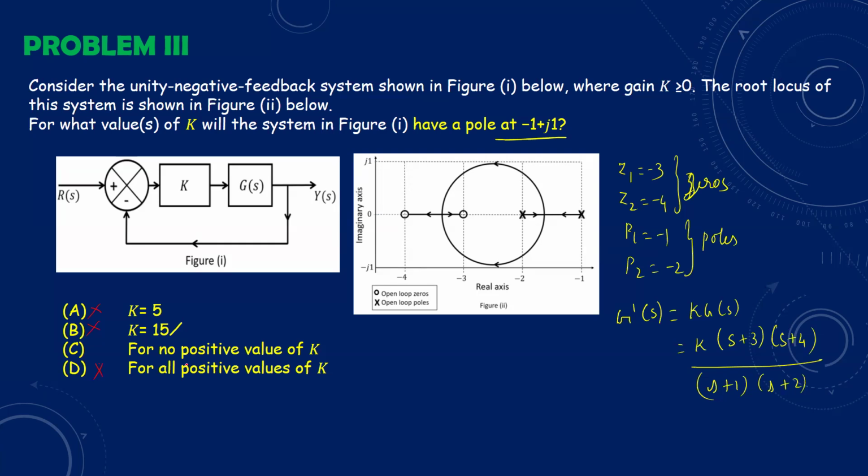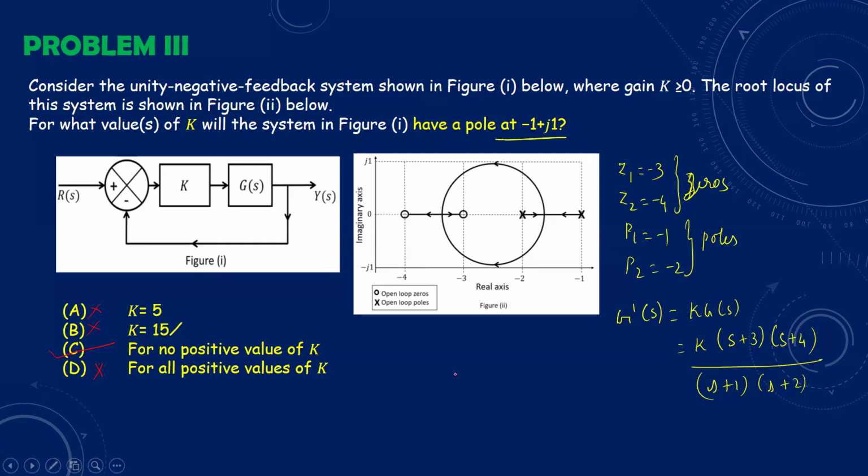That may be negative or that may be complex form. Maybe if it is complex form, we can get the pole as complex form. So they didn't specify that. So we can mark out the option C as correct. For no positive values of k, we can get the pole as complex form, minus 1 plus j1.